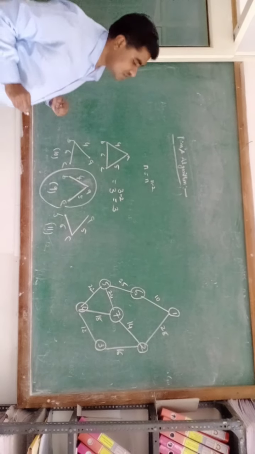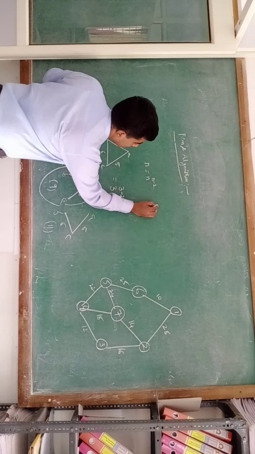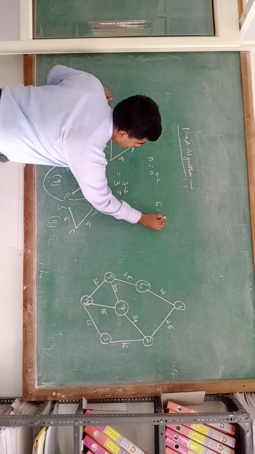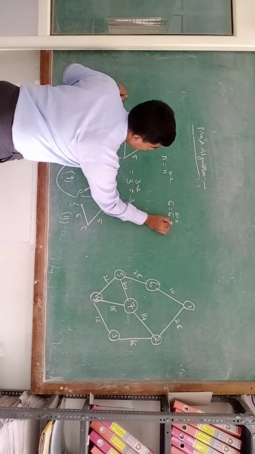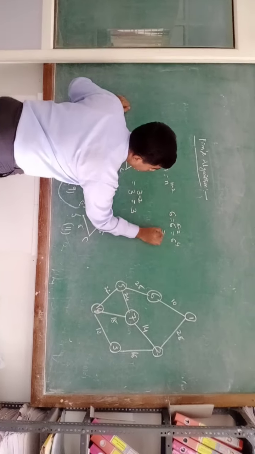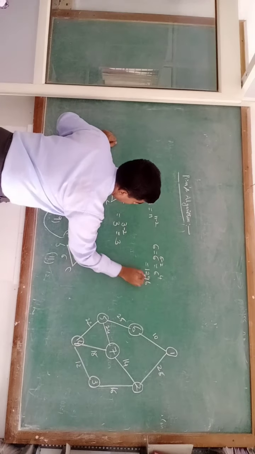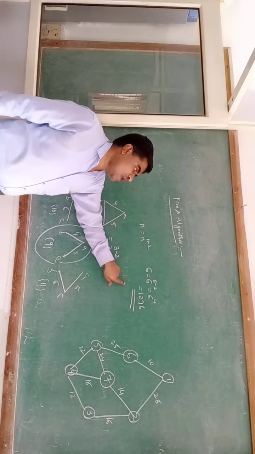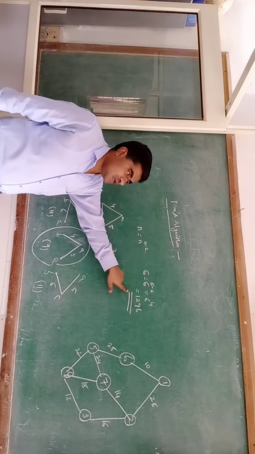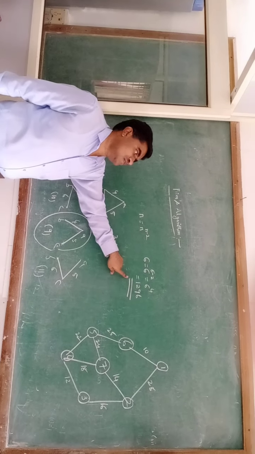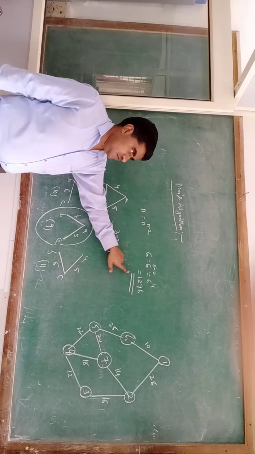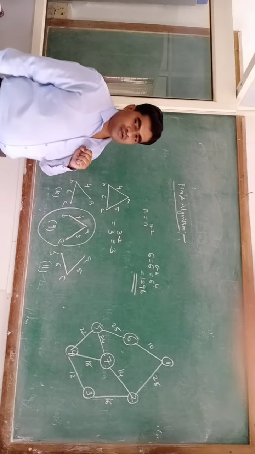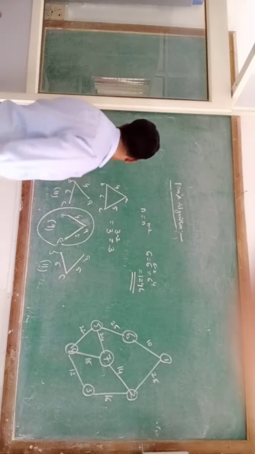Suppose we have 6 vertices in the given graph, then the total possible number of spanning trees is 6 raised to 6 minus 2, that is 6 raised to 4, 1296 possible spanning trees. So it is not possible to draw 1296 spanning trees and derive the minimum cost spanning tree from among them. To avoid that, we go for Prim's algorithm.